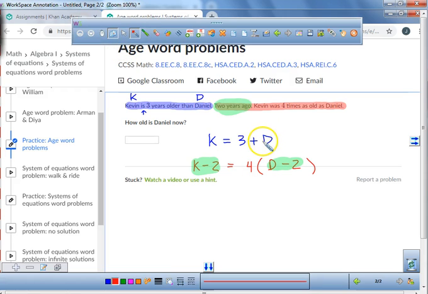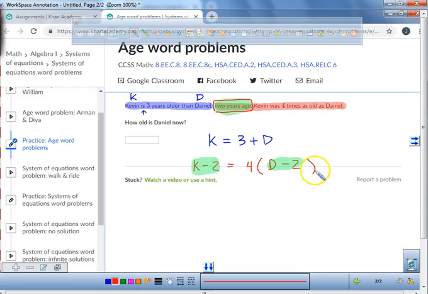All right, which is the D minus 2? D minus 2 is the 2 years ago. So 2 years ago, whatever Daniel's age was 2 years ago, it's going to be whatever his age is now minus 2. If he was 12, he would be 10, and so on and so forth. There we go. This side is equal to what? 3 plus D. Now we're going to set it equal to this equation.